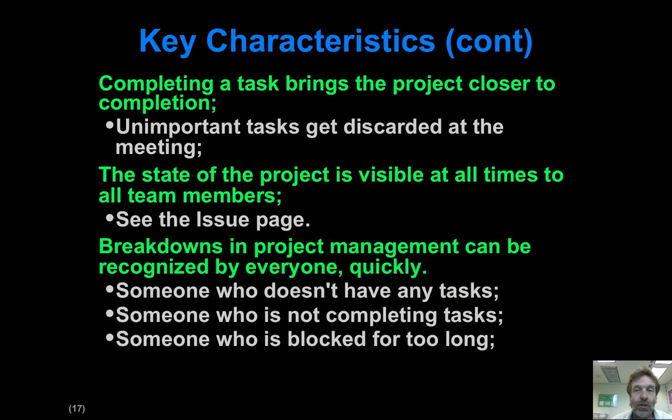If you've designed the set of tasks correctly, then completing a task is actually creating forward movement towards completion. Obviously, the state of the project is visible to everybody, because you can just go to Google Project Hosting and see it. And breakdowns in project management can be recognized by everyone quickly, because you're going to see that there's someone in the issue list that doesn't have any tasks they're working on, or has no upcoming tasks, or has not completed any task. So it's hard to not be able to tell what's going on, at least to some extent. All right, so that's my little overview of issue-driven project management.